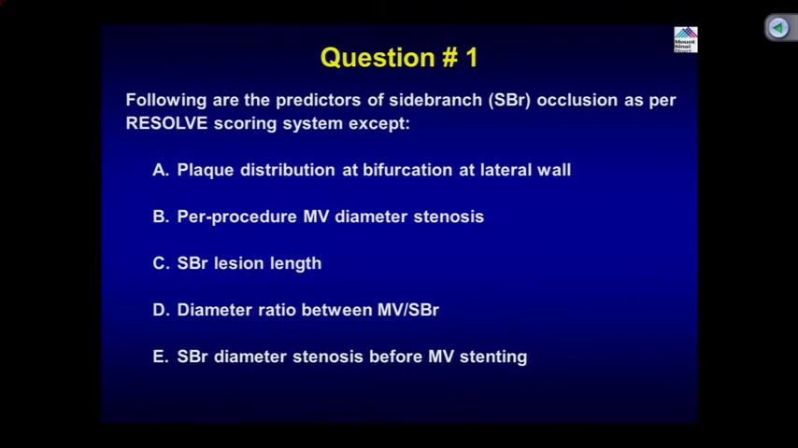So we go quickly to our 3 questions. What are the predictors of side branch occlusion as per Resolve scoring system, except that, what is the false answer? Plaque distribution of the bifurcation of the lateral wall, pre-procedure main vessel diameter stenosis, side branch lesion length, or diameter ratio between main vessel and side branch diameter stenosis before main vessel stenting.